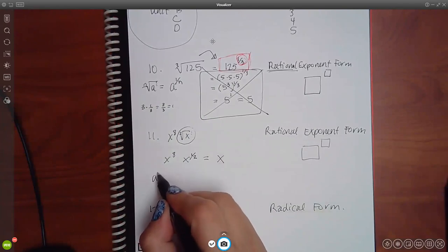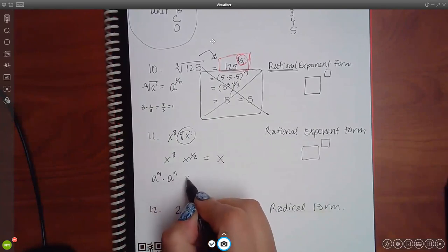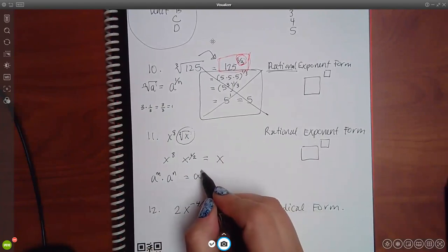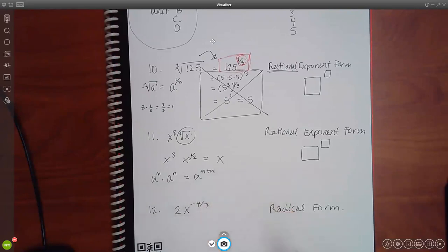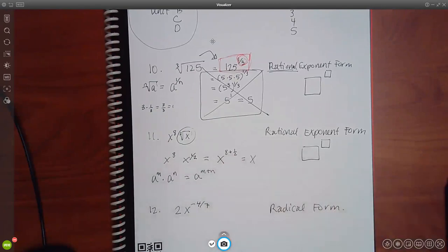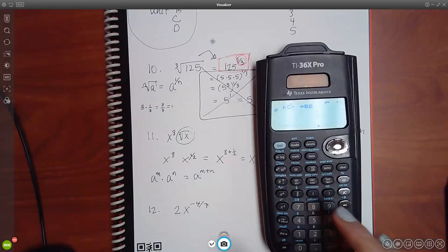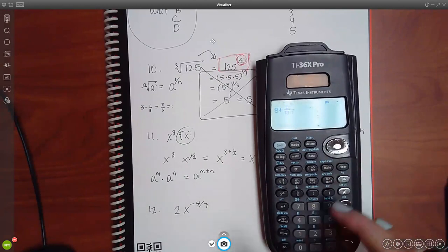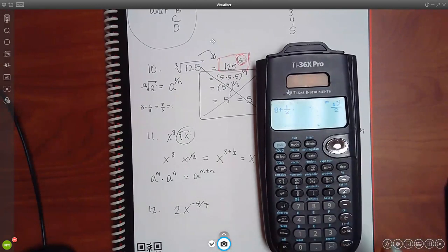There was a rule that said if you had these two things multiplied, as long as the bases were the same, the base stays the same, but you're supposed to be adding those exponents together, right? When you take x times x squared, you get x cubed, right? Because you added those exponents together. So it's the same thing here. I'm going to have to do 8 plus 1/2. And that we can do in the calculator if you don't know how to do it. If you don't know how to do it on paper or in your head, you can use the calculator. And so I get 17 over 2.